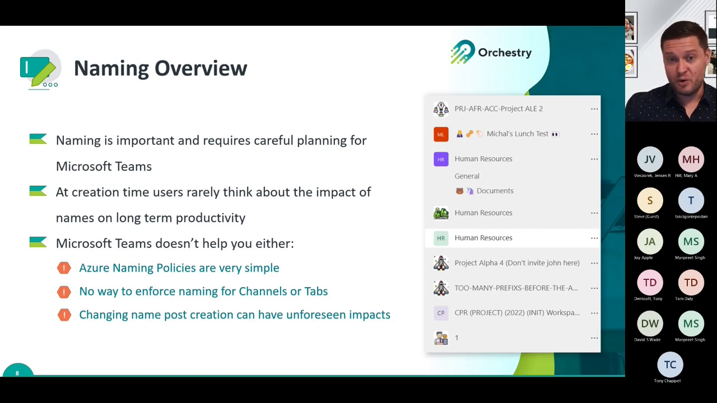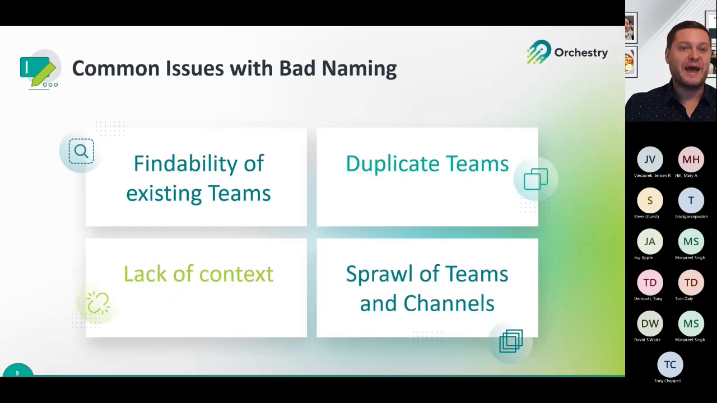But again, it is very important to have those teams named correctly so people can find what they're looking for, and you can take advantage of some of those collaboration pieces. So what are some of the common issues with bad naming, right? So why should we care about naming? And there's really kind of 4 things that we know are going to cause issues. So one of them is going to be around the findability of existing teams.